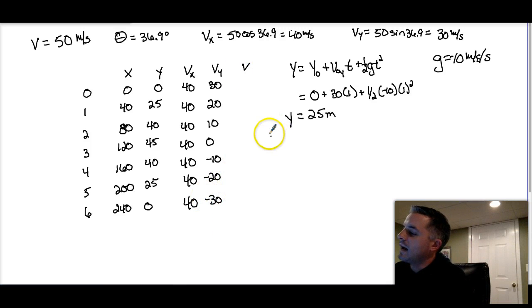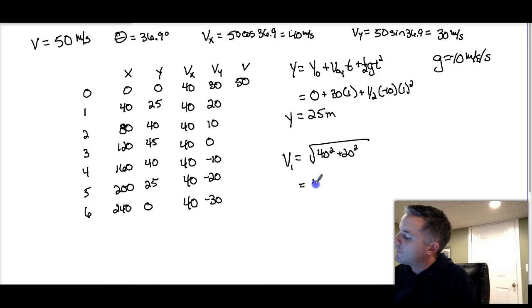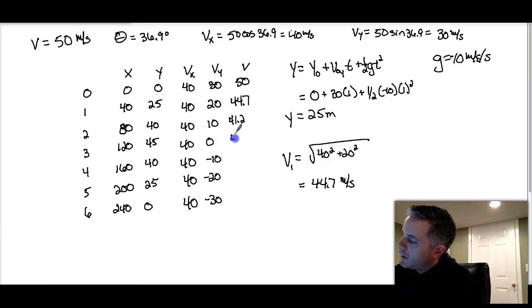So the last thing we do is we attack v. All right, so when time is 0, v is 50. We get our 3, 4, 5 triangle. So now we just use the Pythagorean theorem for the rest of them. For time is 1, our speed is going to be the square root of 40 squared plus 20 squared, and we get 44.7 meters per second. If we follow this pattern, we just change our speeds here. We've got 41.2 to 40, and then it starts to speed up again. 41.2 here, 44.7, and then back to 50 when it hits the ground.